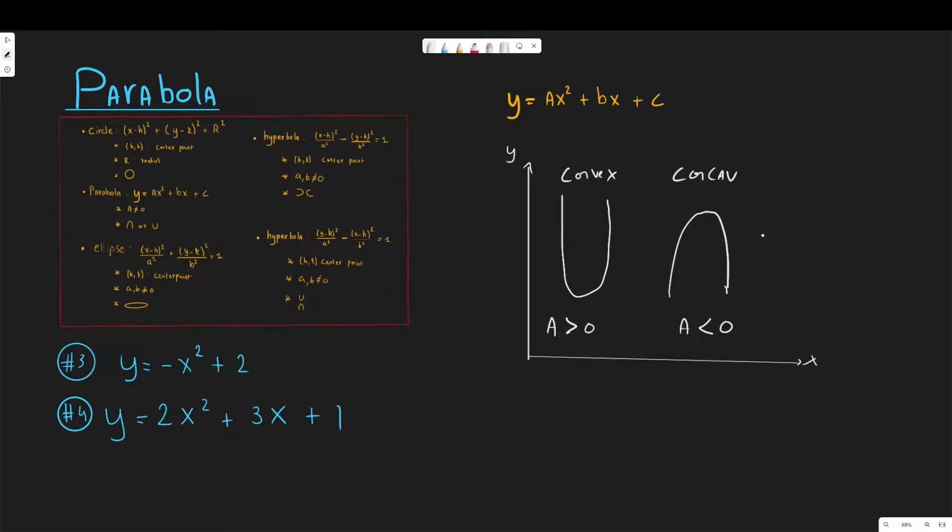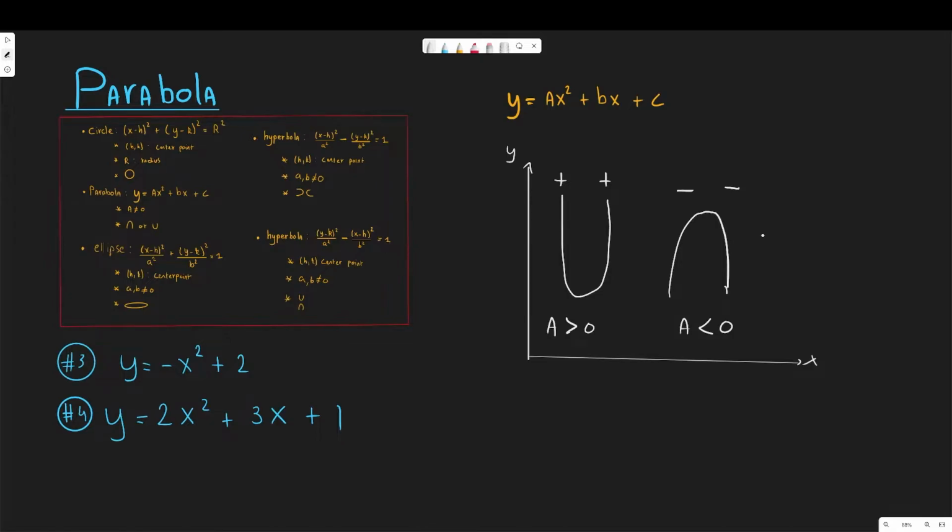And one way I like to remember that is by imagining a smiley face like this. So a smiley face is positive, so therefore the a term must be positive. And for the concave form, we have a sad face, and a sad face is always negative, so the a term must therefore be negative.